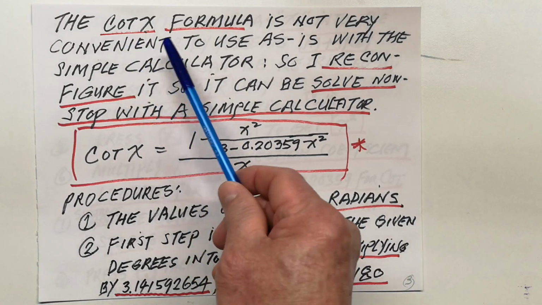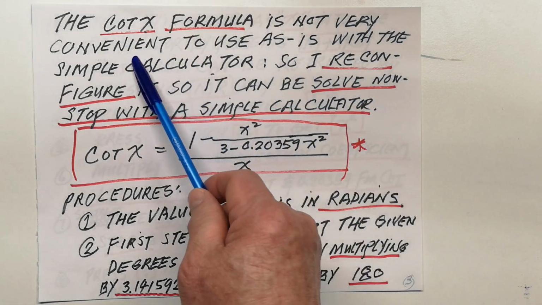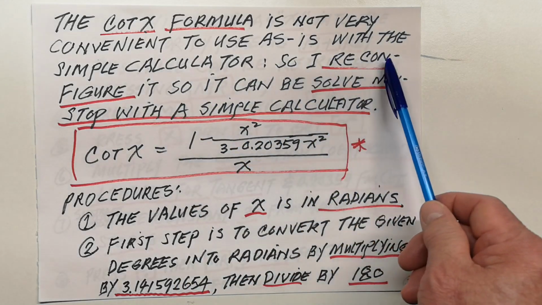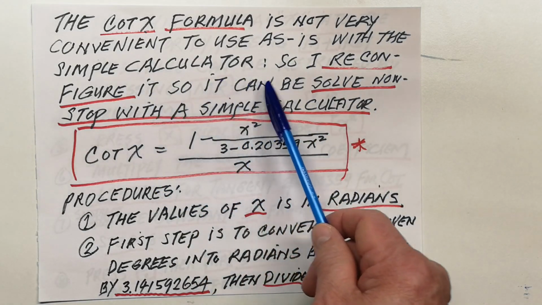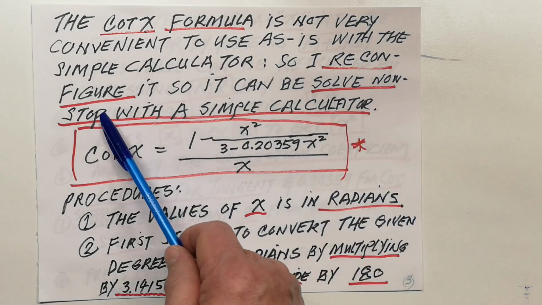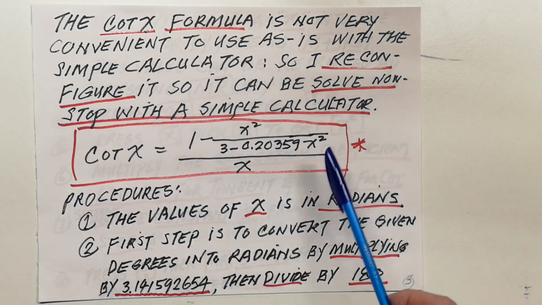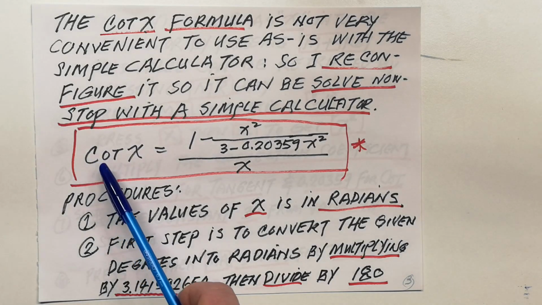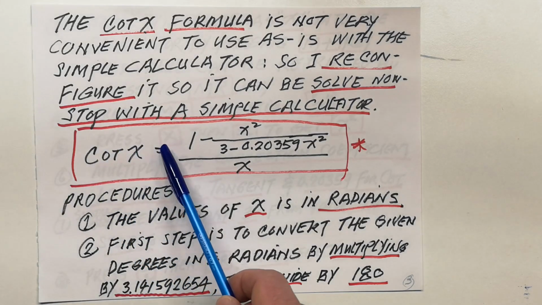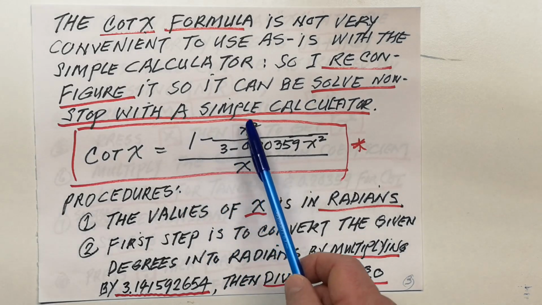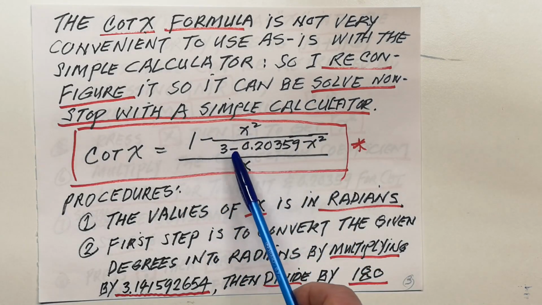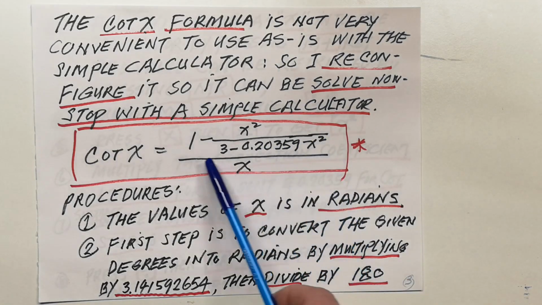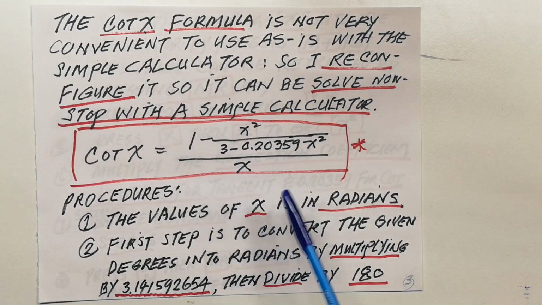The cotangent x formula is not very convenient to use as is with the simple calculator, so I reconfigure it so that it can be solved non-stop with the simple calculator. And this formula is now transformed as cotangent x approximately equal to 1 minus x squared over 3 minus 0.20359x squared, all divided by x.